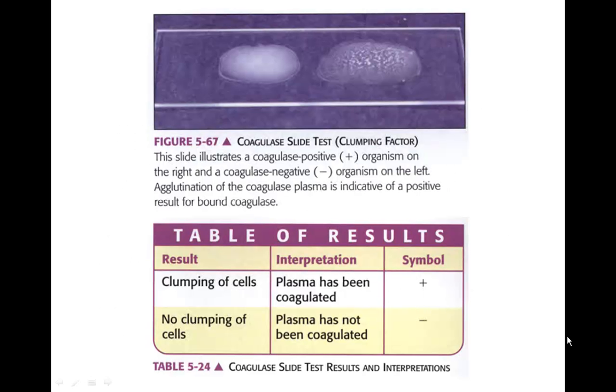This is a diagram showing the coagulase slide test or clumping factor detection test. You can see the coagulase positive organism on the right side and the coagulase negative organism on the left side. If clumping of cells is there, the plasma has coagulated and it is a positive test. If no clumping is seen, plasma has not coagulated and it is a negative test.